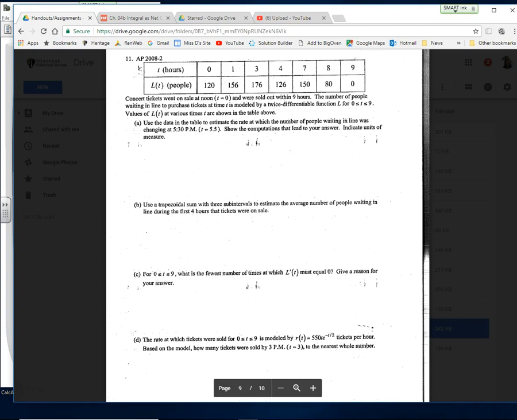Concert tickets went on sale at noon, sold out within 9 hours. They tell us about L, but they don't actually give us a function L. They just give us certain little snippets of time. We don't totally know what's going on in between, because they don't say it's strictly going up or strictly going down. We just get little baby snippets, little baby peaks. Letter C says, what is the fewest number of times at which L prime must equal 0? Ooh, must.